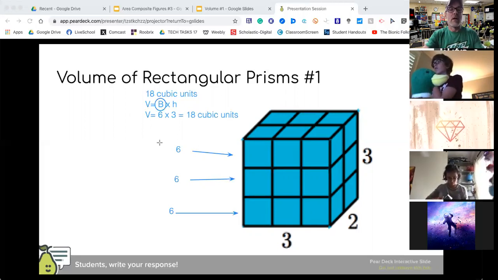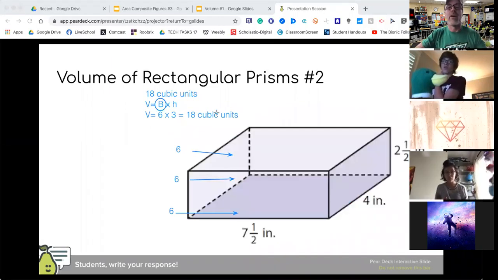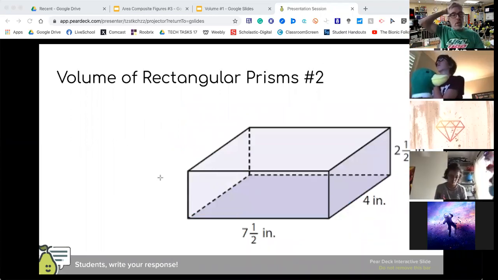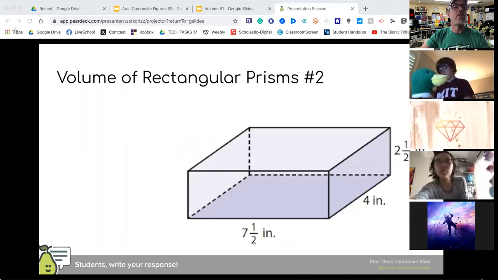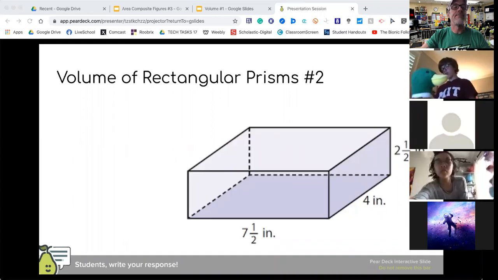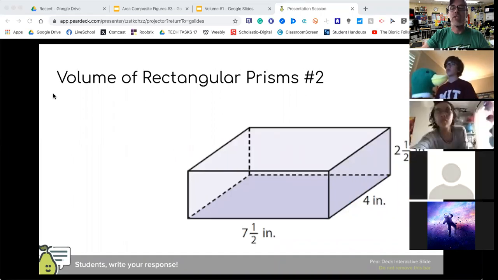Anybody? All right, let me move on my phone here to number 2. Okay, let me clear out my stuff. All right, will you look at that prism and come up with the volume for that prism? Now, it's no harder than the others. It just has a fraction in it. You just have to do some fractions.